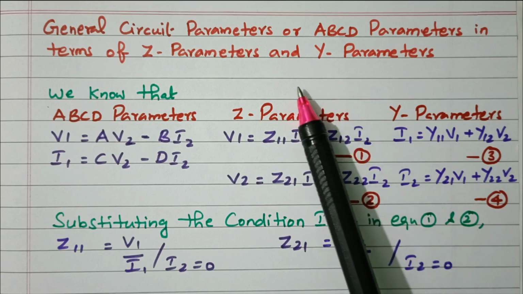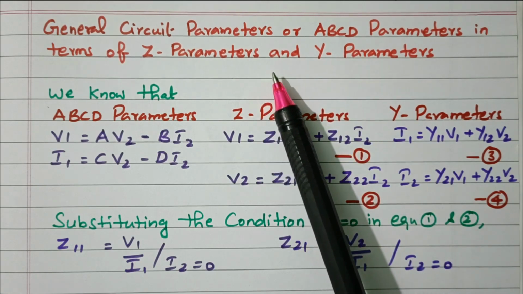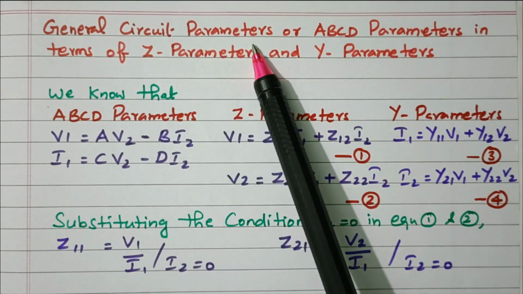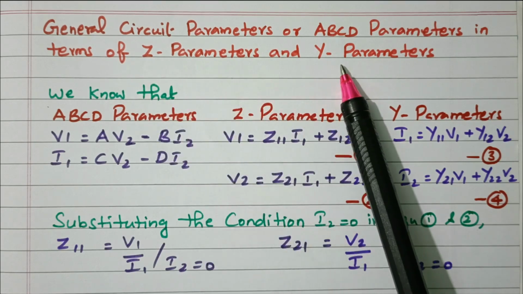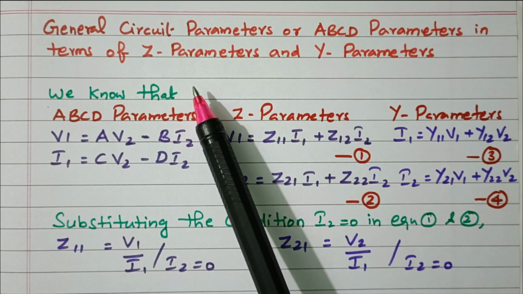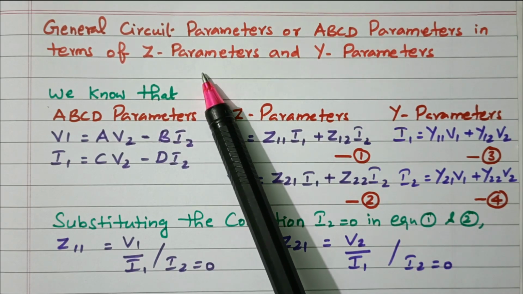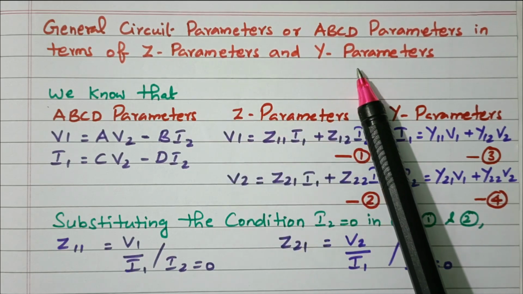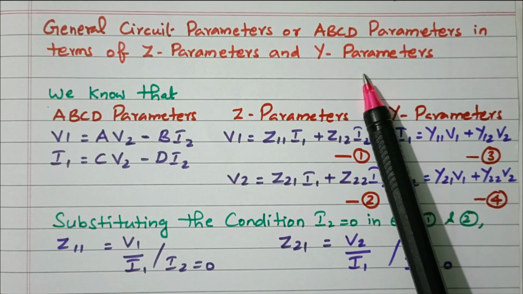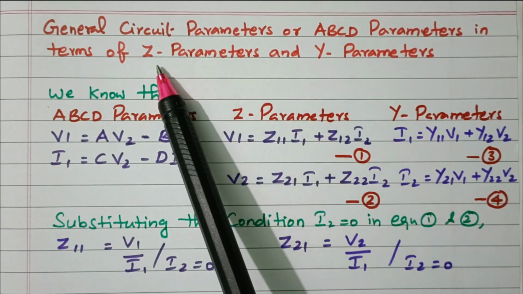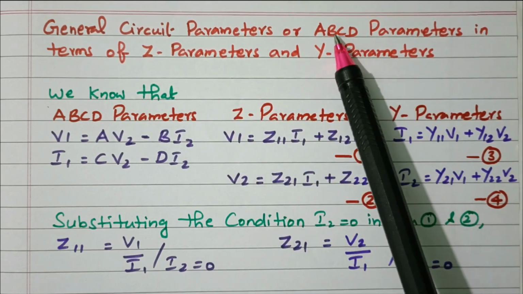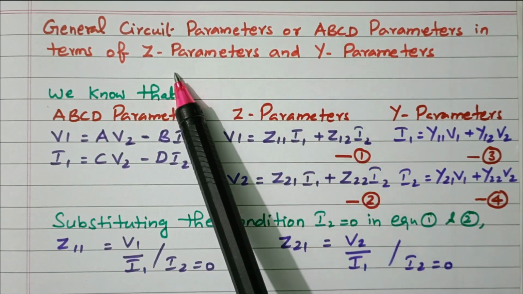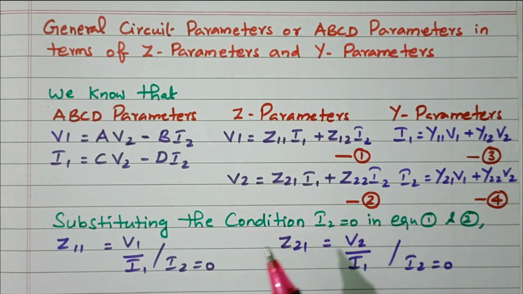Now we'll go to the topic. In two-port network there are so many parameters available. We are going to express ABCD, that is the general circuit parameters, in terms of Z parameter and Y parameter. Z parameter is nothing but open circuit impedance parameter. Output port is open circuited. Y parameter is short circuit admittance parameter. The output port is short circuited. There's a separate video available for Z parameter, Y parameter and ABCD parameter. Here we are going to express the ABCD parameter in terms of Z parameter and Y parameter.